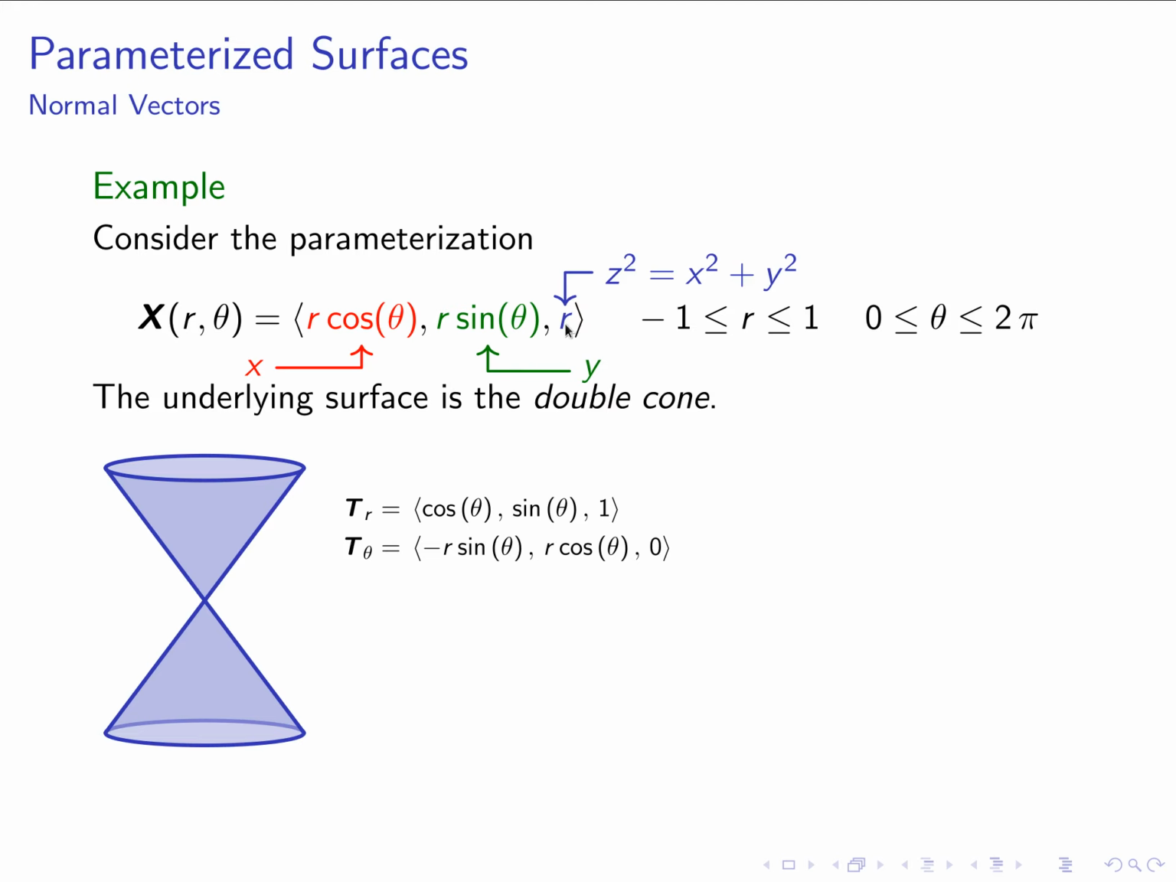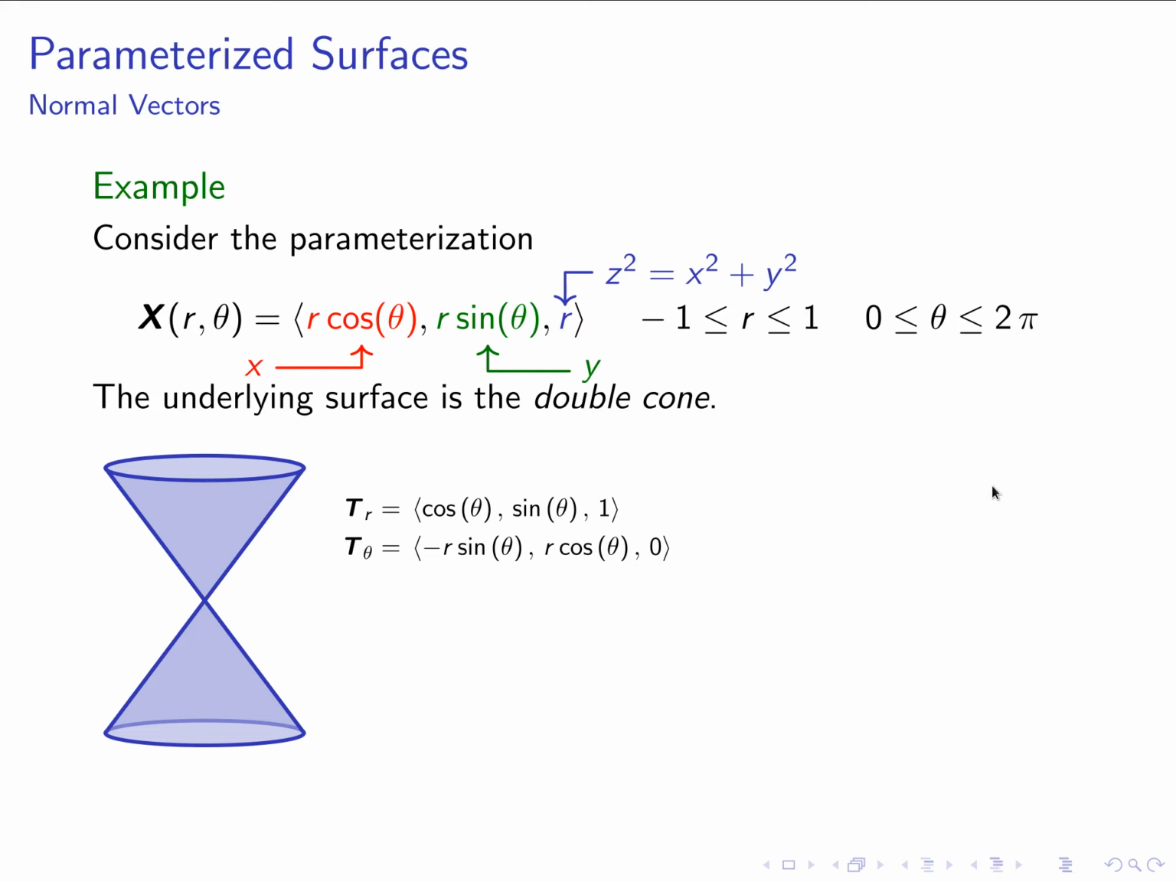And if z is equal to r here, then the derivative of z with respect to theta should just be equal to 0. So our second tangent vector here is equal to negative r times sine theta, r times cosine theta, and 0.